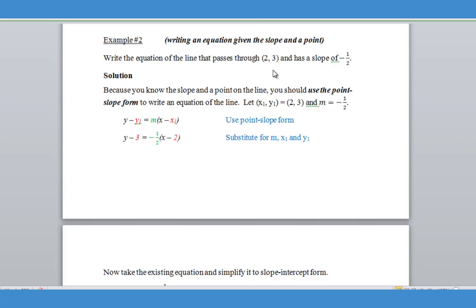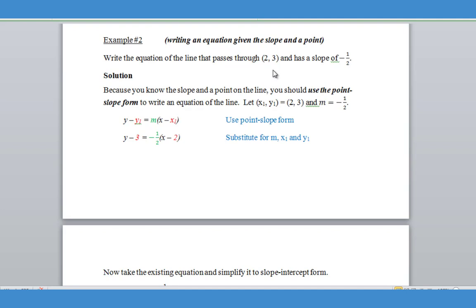For our next example of writing equations of lines, we're going to be given an actual slope, and then we're going to be given a point. Now, in this particular instance, our point is not going to be the y-intercept. It's going to be some random point that's on the line. The first way you can tell is that it's not 0 and some number, which would represent the y-intercept. In example number 2, the point given to us was 2, 3, and it had a slope of -1/2.